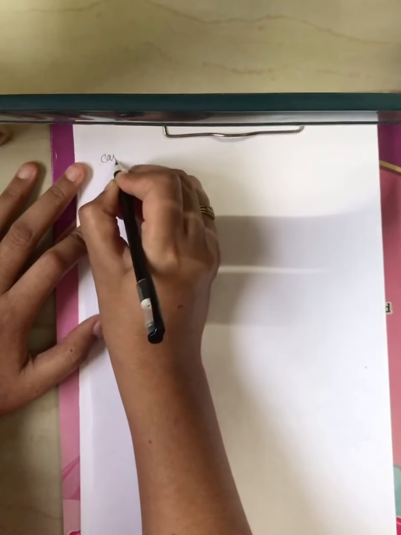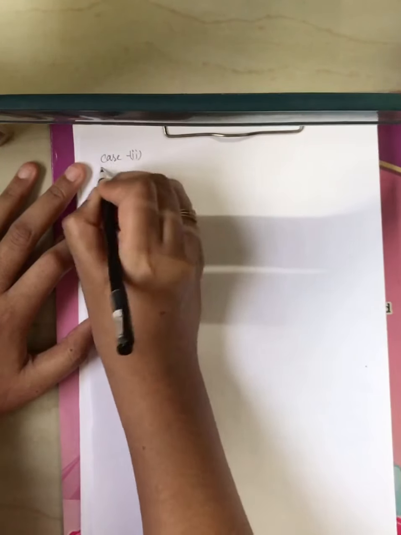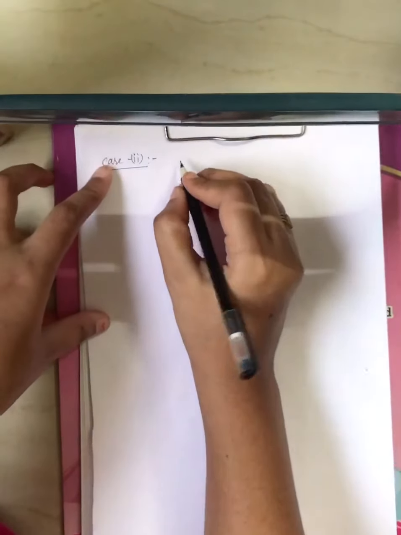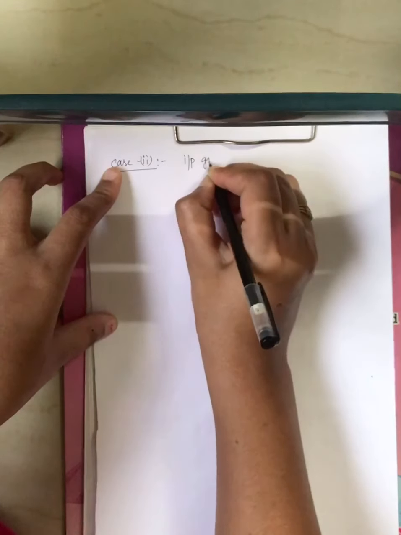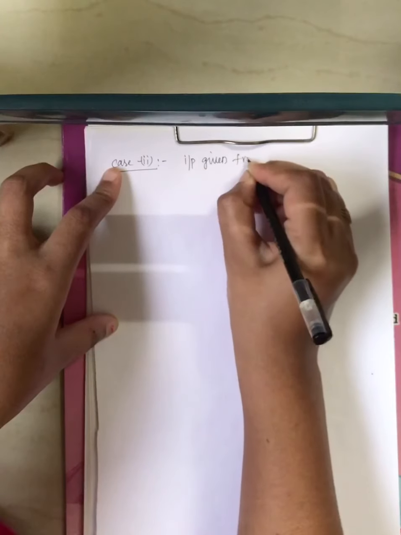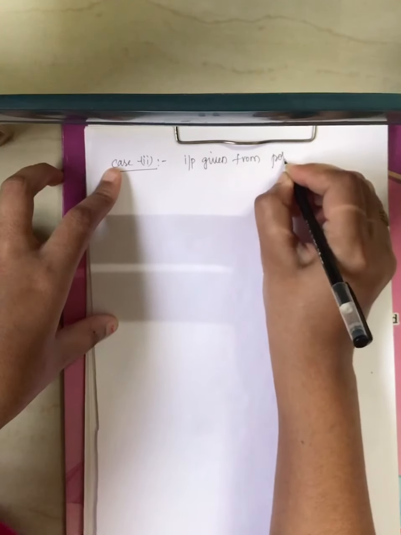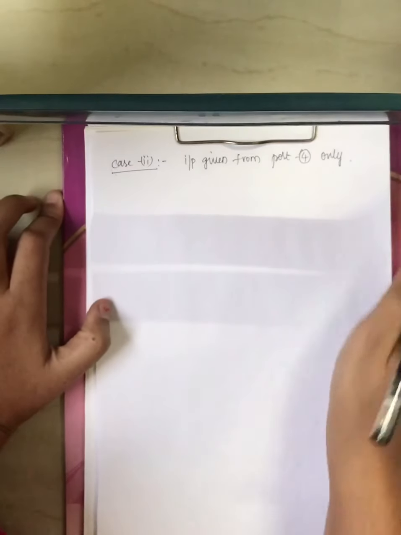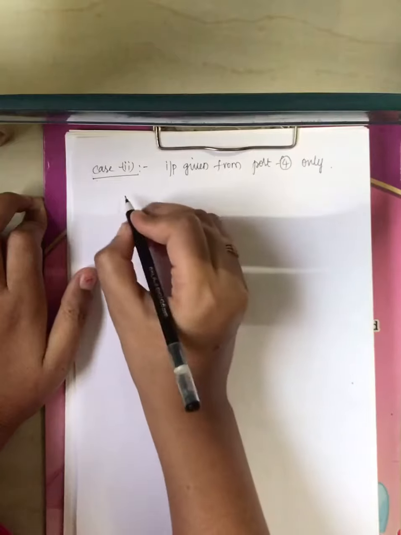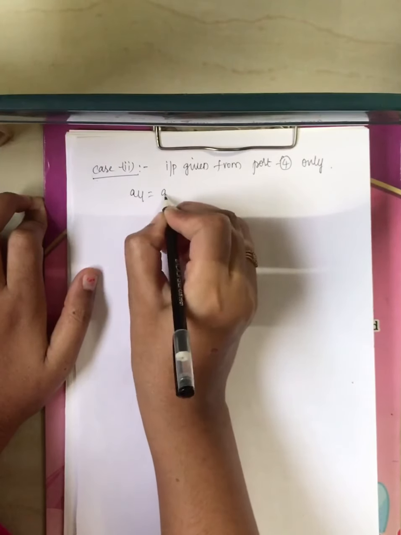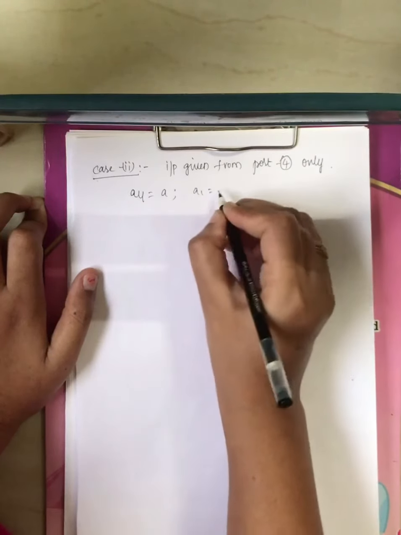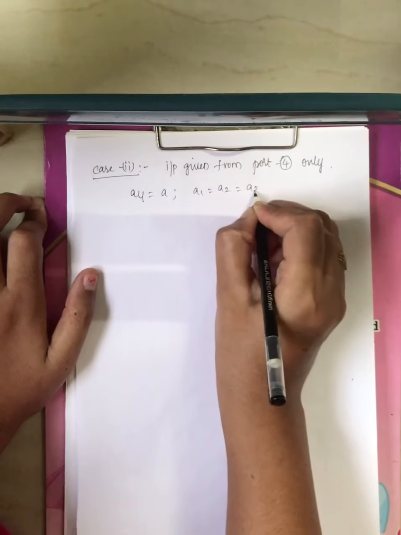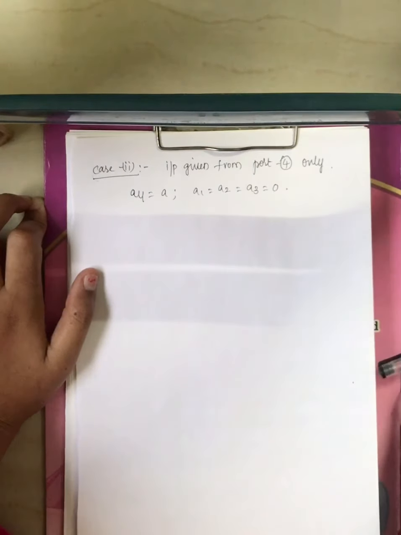Now consider case 2. Input given from port 4 only. Now what is port 4? Nothing but your E-arm, right? Input given from port 4 only. A4 equals A, some amount of power A. Now A1 equals A2 equals A3 equals 0.